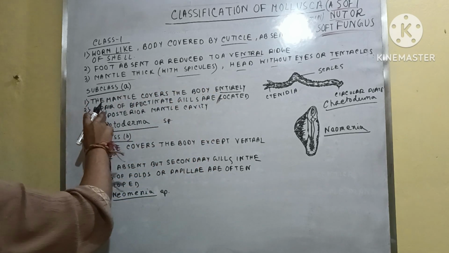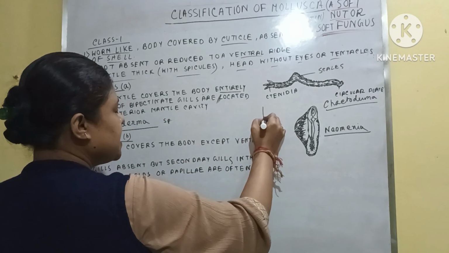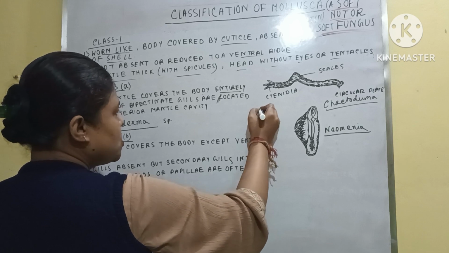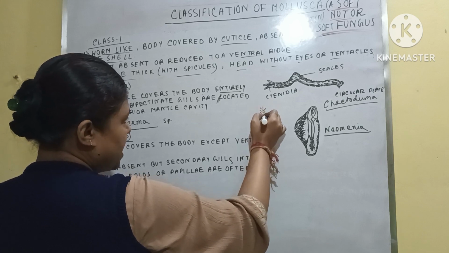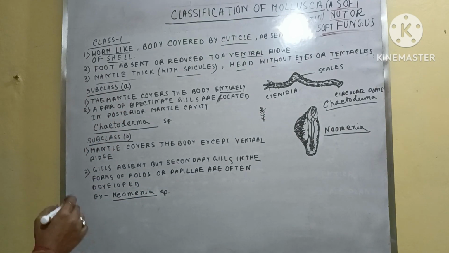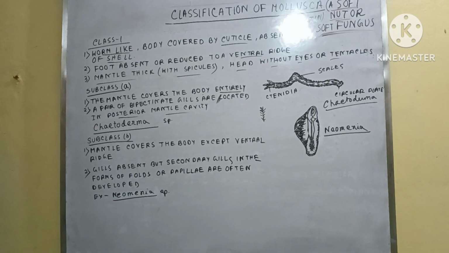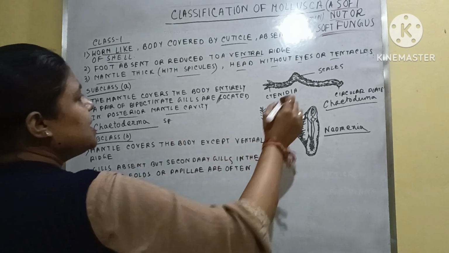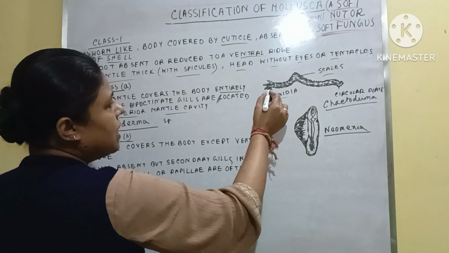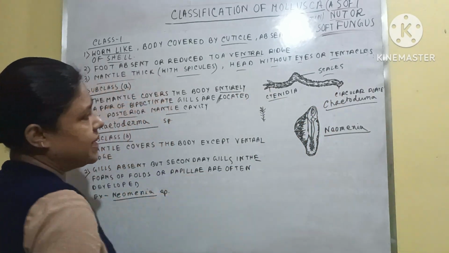And a pair of bipectinate gills. What is bipectinate? If this is the ridge of the gill, the gills are present on both sides. So this is called bipectinate gills, and these are located in the posterior mantle cavity. Its example is Chaetoderma, and this is the rough sketch of the Chaetoderma. Clear? And here you can see the scales, ctenidia, bipectinate gills, and this is the circular plate.